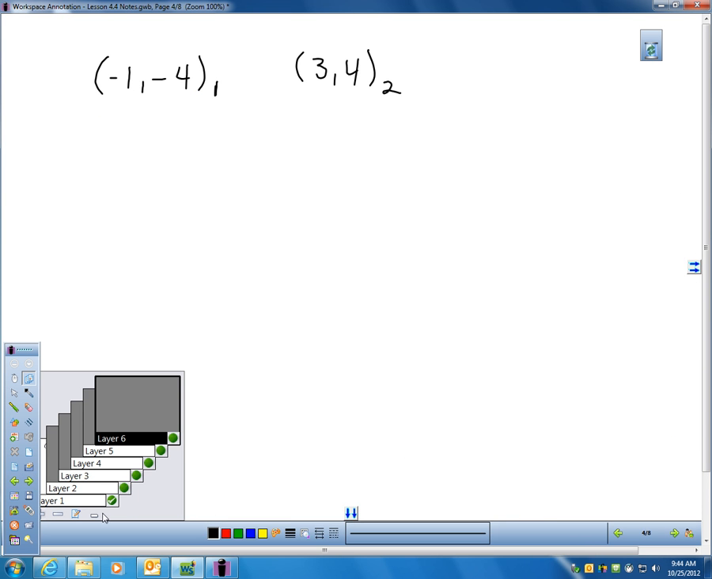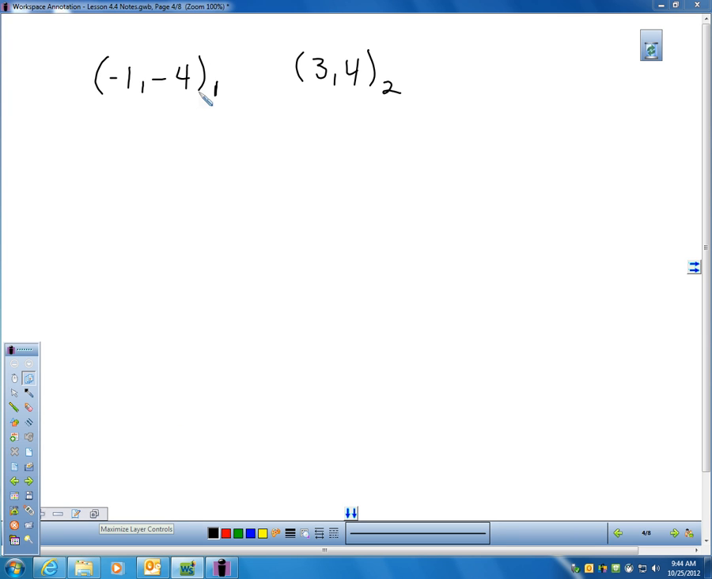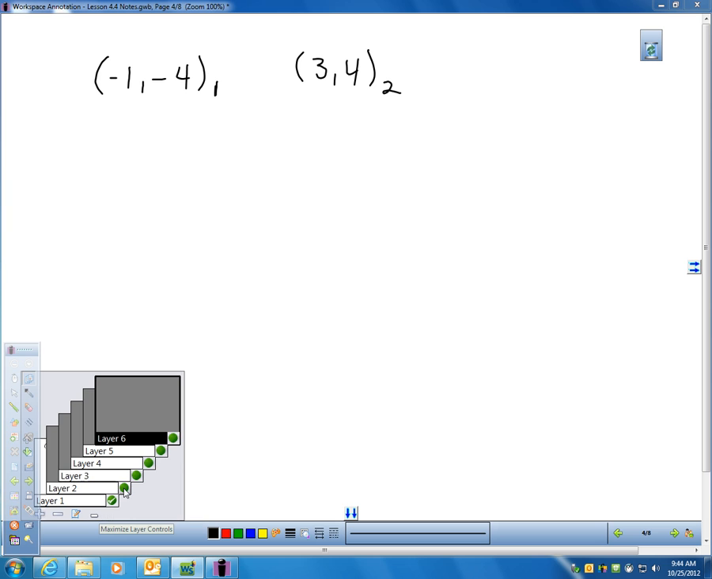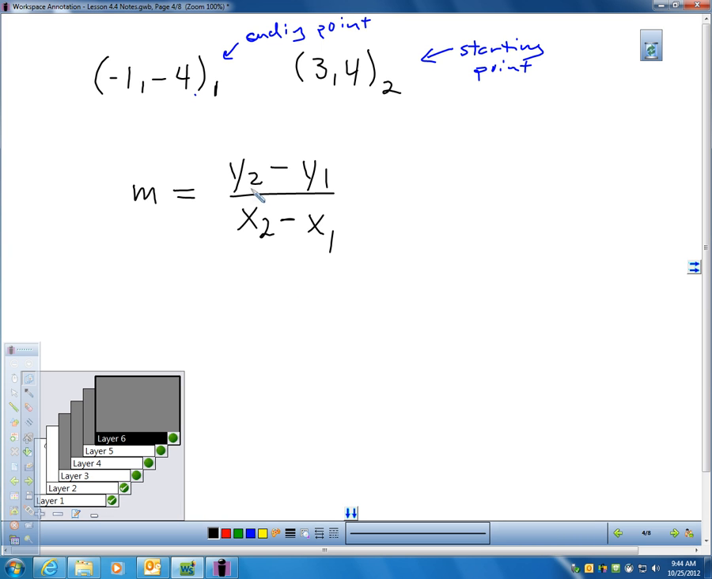We had -1, -4, and 3, 4. Okay, so here's what I would have done. -1, -4, I'll call that one of the points. 3, 4 is another point. So I'm just going to call this my first point, and here's my second point. It doesn't matter which point you call the first point and the second point. I'll show you that in a minute. Okay, let's use our slope formula. The slope formula is y sub 2 minus y sub 1 over x sub 2 minus x sub 1.